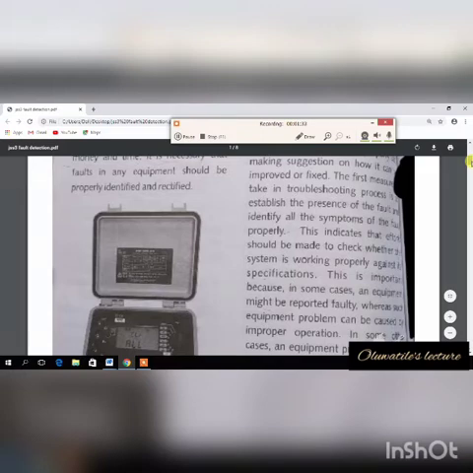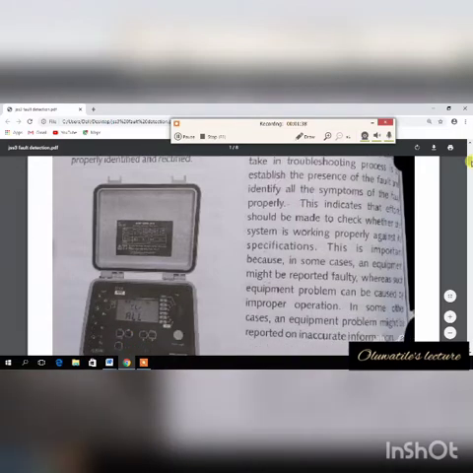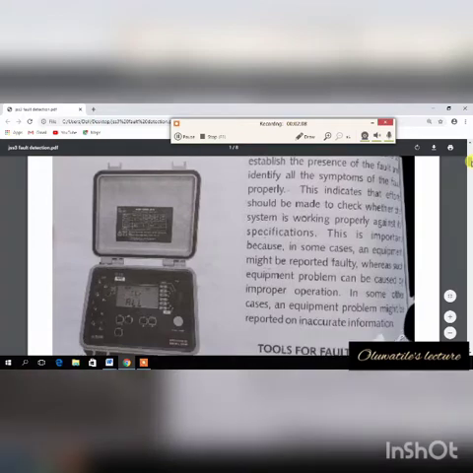This is important because in some cases an equipment might be reported faulty, whereas the problem can be caused by improper operation. In some other cases, an equipment problem might be reported on inaccurate information. So sometimes you need to check out the fault yourself. You check, okay, why is this thing not working? Oh, it's from this place. Okay, now I can call someone that will repair this equipment for me. It's just as simple as that. It's no big deal.